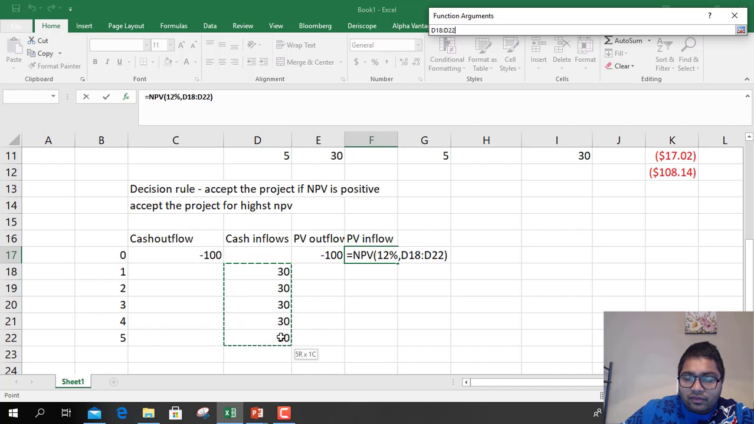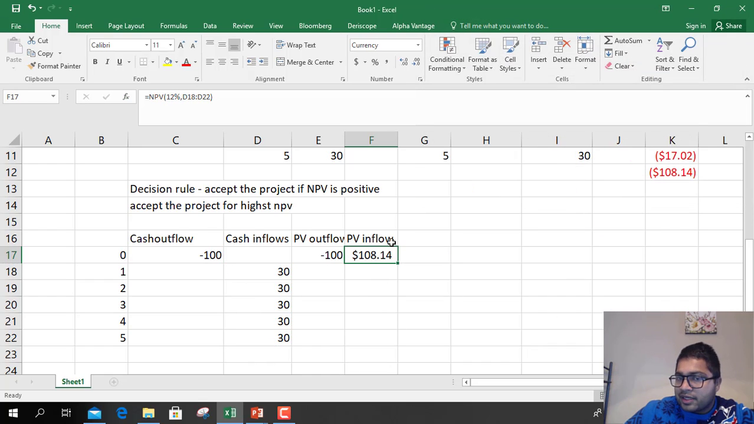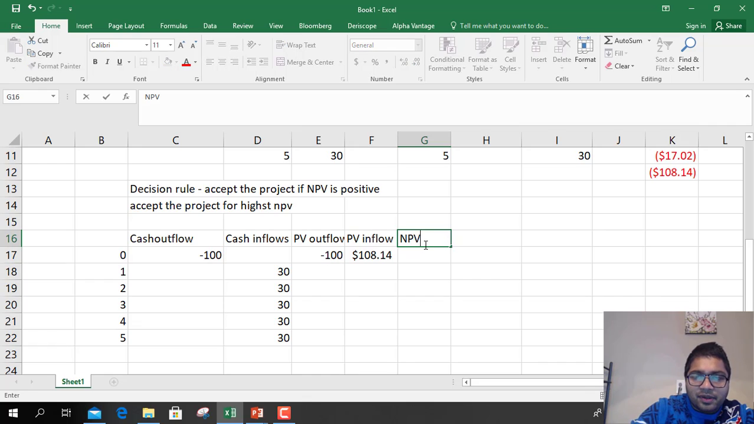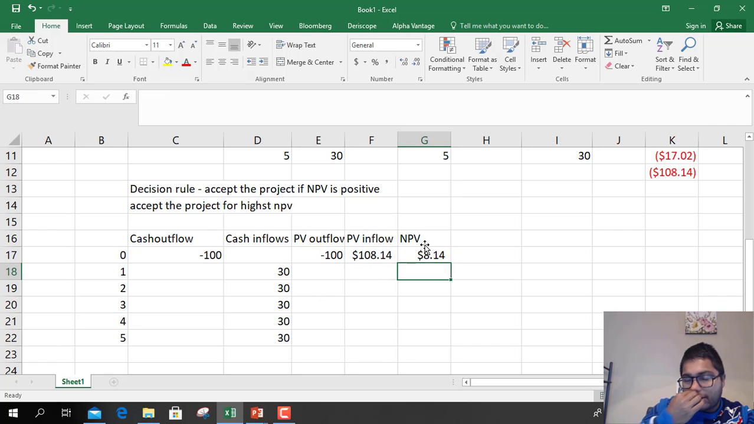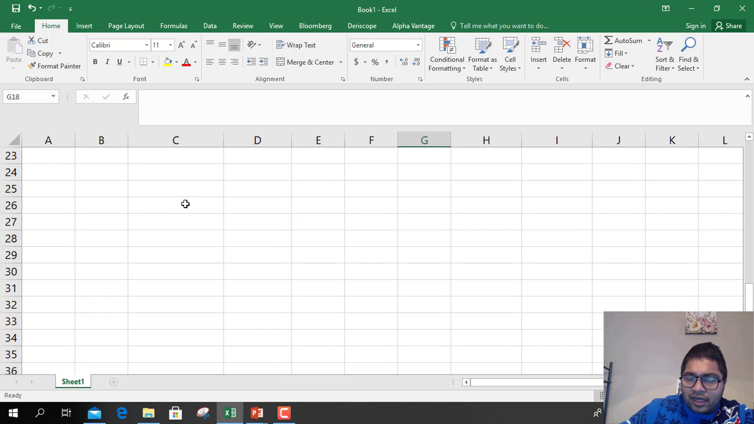From the first year, 32, to the last year, the fifth year, 30. So I'm just clicking on the first cell and then dragging it down. So the present value of inflows is 108. NPV is simple. NPV is 108 minus 100, so $8. Let's do one more and then we can move on using the easy method.